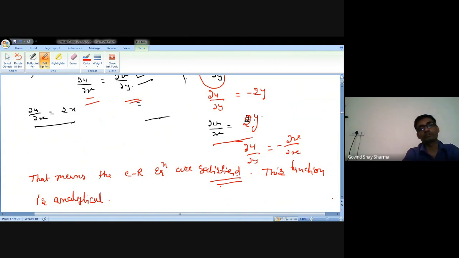If a function satisfies the Cauchy-Riemann equation, it may be analytical, but this is not a definition. This is a necessary condition. But the converse is not necessarily true. The definition of an analytical function is that a function f(z) is said to be analytical at a point z0 if we make an open interval z0 minus delta and z0 plus delta, and at each point of this interval f(z) is differentiable. Then it is called an analytical function.